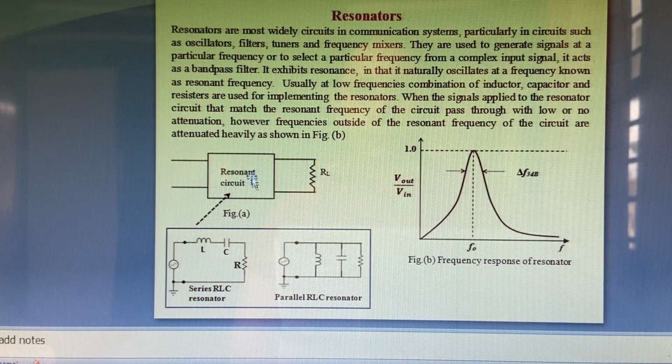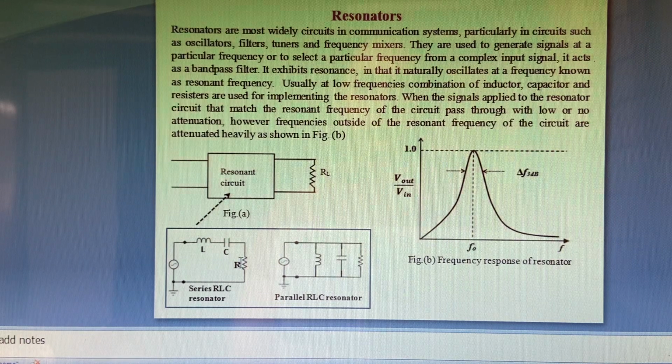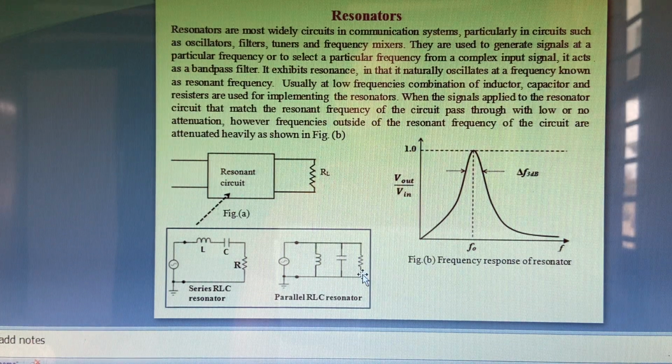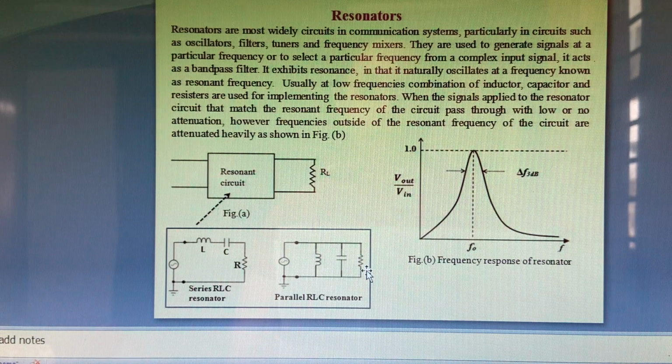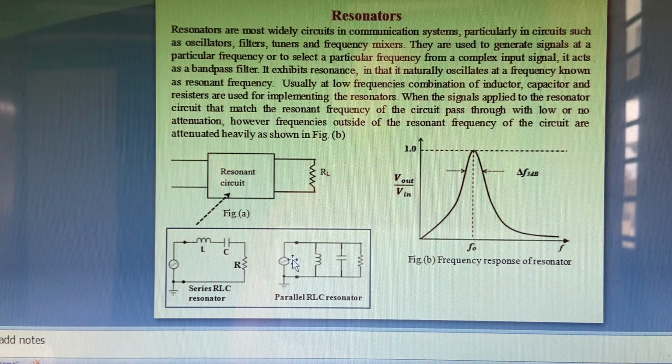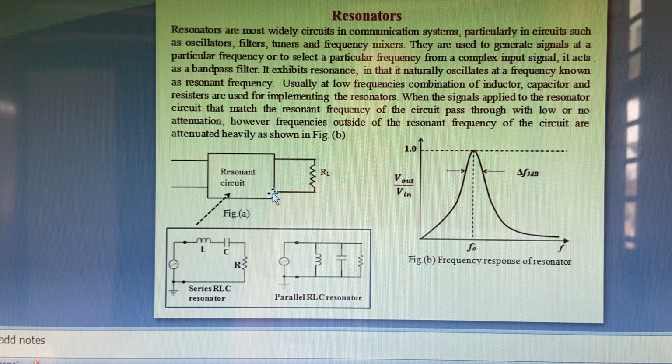LCR combination, it may be in this form. This resonator circuit consists, at lower frequencies, of a network like this. L, C and R may be connected in series form, or they may be connected in parallel form, as shown in this figure. Any one of these may make up this resonator circuit. So this resonator circuit is widely used in most of our communication circuits.